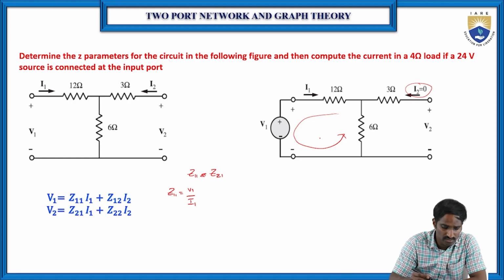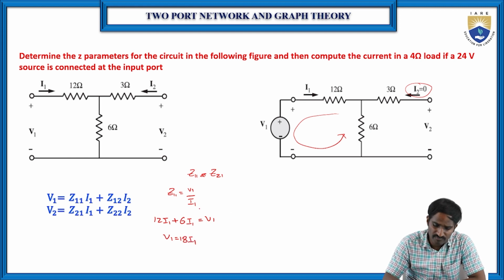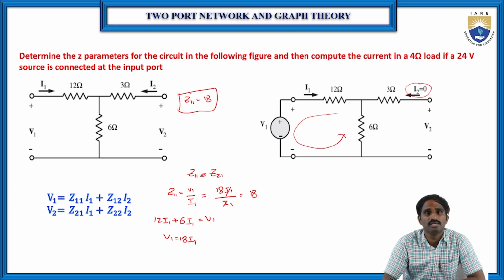For this, you get 12 into I1 plus 6 I1, which is equal to V1. Then V1 is equal to 18 into I1. Then Z11 is equal to V1 by I1, so 18 into I1 by I1. I1 gets cancelled, which means Z11 is equal to 18. So this is how we can find Z11.